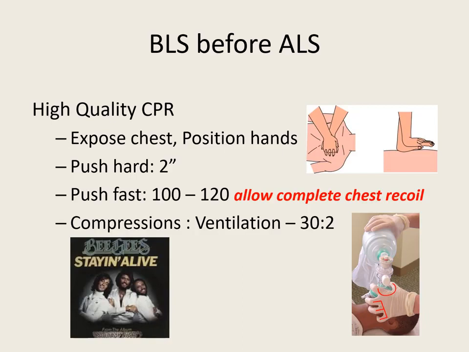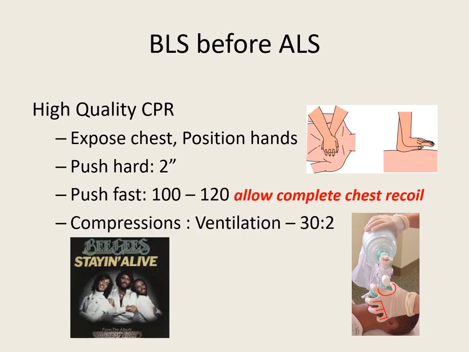Expose the chest, position your hands. Lower 1/3 of the sternum between the nipple line, and then push straight down. So get your shoulders over top of that patient so you can push straight down. We need to push hard and fast. Hard is 2 inches on an adult, and fast is 100 to 120 compressions a minute. And allow for complete chest recoil. If you're pushing more than 2 compressions a second, you need to slow down because that's over 120 a minute.